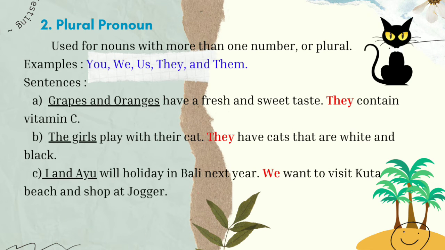Next, I and Iu will holiday in Bali next year. We want to visit Kuta Beach and shop at Joker. The subject I and Iu have a plural meaning because of its position in a plan. In the next sentence, use the plural pronoun we.